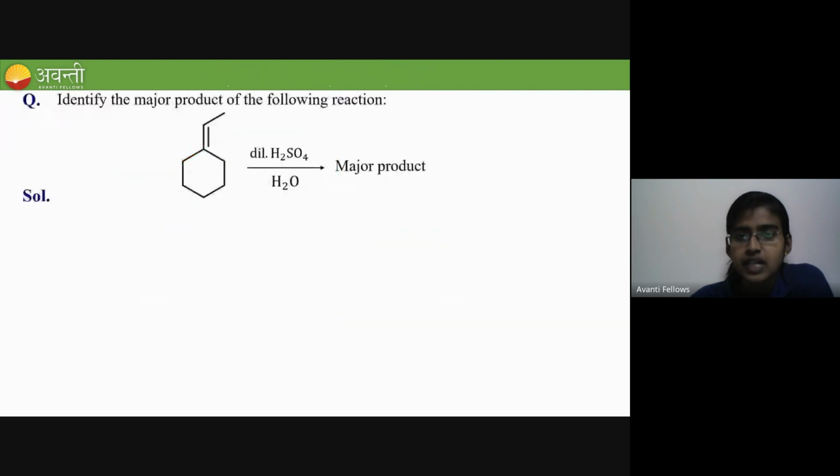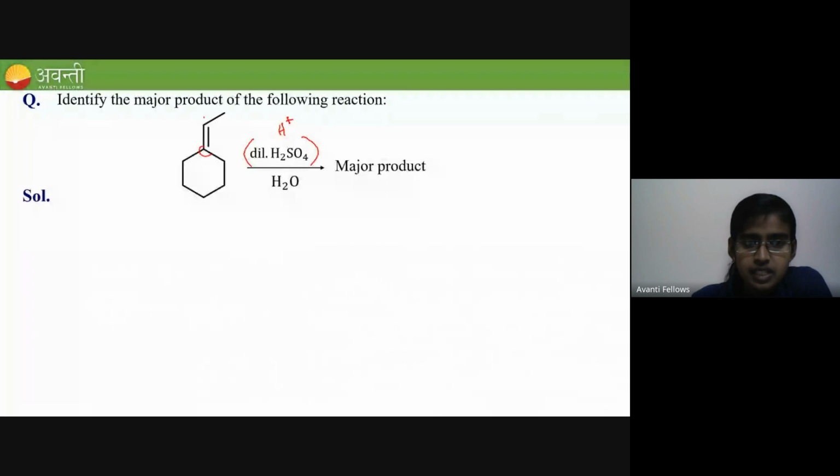Identify the major product of the following reaction. A cyclic alkene is given to you, and dilute H2SO4. So this is the acid, which contains H+, and in presence of H2O, you will get 2 products. Among those 2 products, you have to give me the major product. It is very easy. Don't get scared on seeing the reactant.